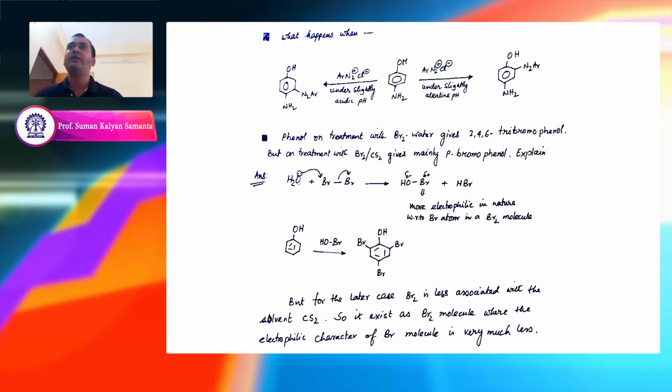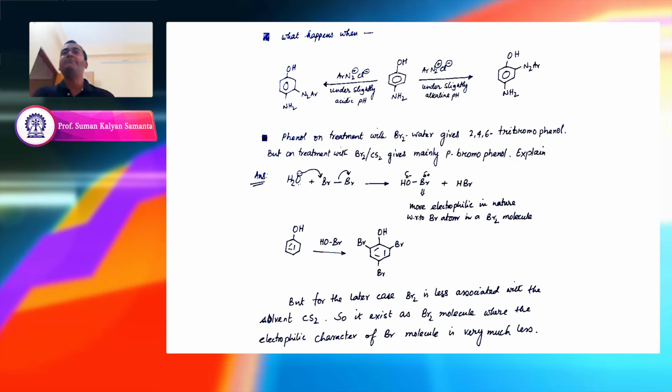Anyway, now do the reactions of phenol. There are a few other reactions. So first is the bromination reaction. Phenol on treatment with bromine in water gives 2,4,6-tribromophenol, but on treatment with bromine in CS2 gives mainly para-bromophenol.